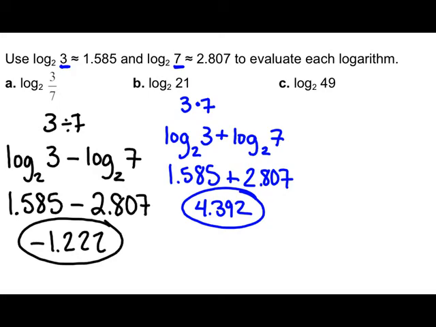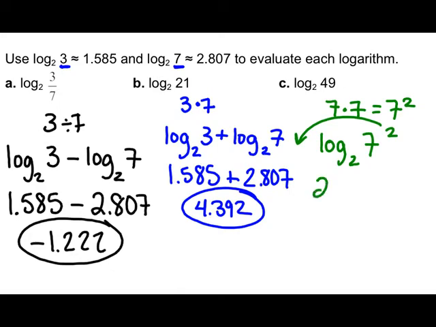Now, last one, 2 to no power gives me 49. So I have to break it up. Now, I could use 3s, but it might get kind of messy. But 7s are pretty easy to do because I know that 49 is 7 times 7, which is basically 7 squared. So you could break it up like that, or you can use your product and power rule. So if I just do log base 2 of 7 to the 2nd, you can break it up, bring the 2 down in front. So it's 2 times log base 2 of 7.